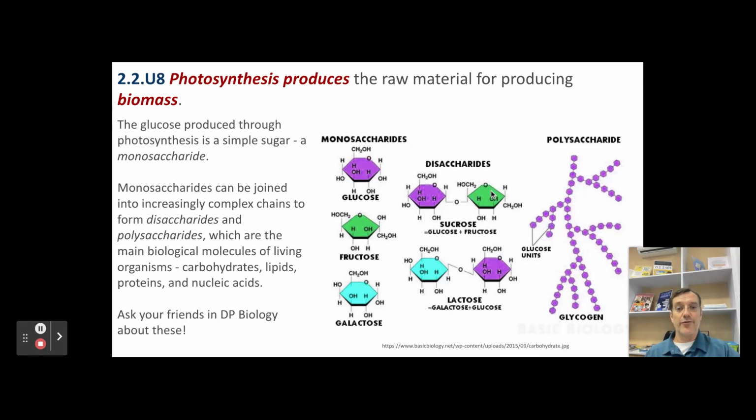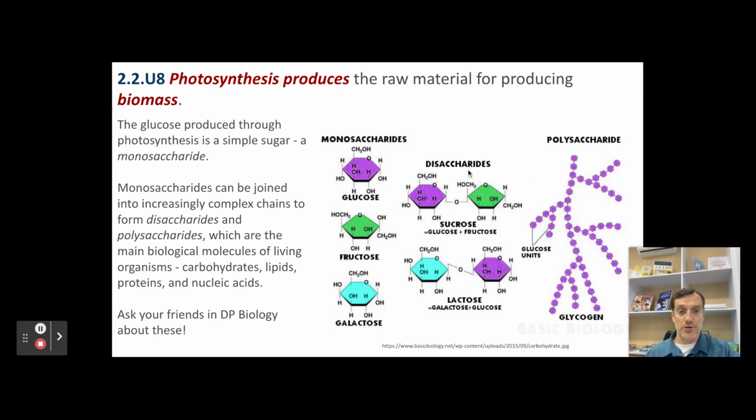Glucose and fructose can combine to form sucrose, which is a disaccharide. It's a slightly more complex sugar, and so is lactose, right, where we have this galactose and the glucose together. You don't necessarily, for ESS, need to know the structures of all of these. It would be useful to understand that glucose, fructose, and galactose are monosaccharides, while sucrose and lactose are disaccharides, right?